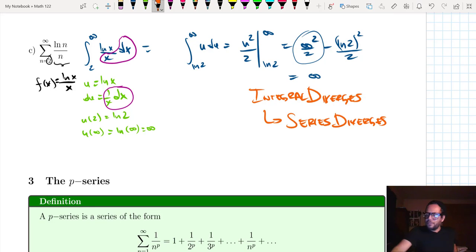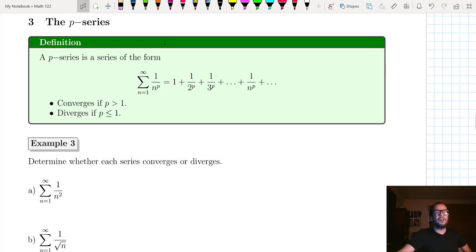All right, let's look at another type of series, called a P series. Okay, what are the P series? A P series is a series of this form in which we have 1 divided by n raised to a power p. We determine whether a P series converges or diverges just by looking at the value of P. If P is greater than 1, then the series converges. Otherwise, the series will diverge if the value of P is less than or equal to 1.